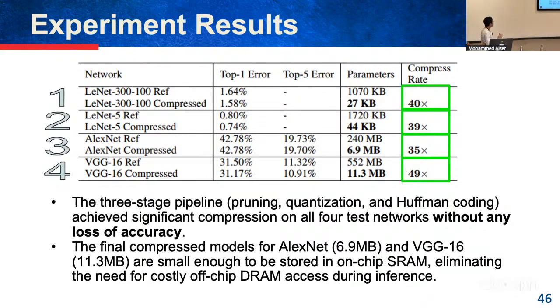The major result here is that they were able to achieve massive compression with no loss of accuracy. And all of the compressed models can be easily stored on the on-chip SRAM of a mobile phone.